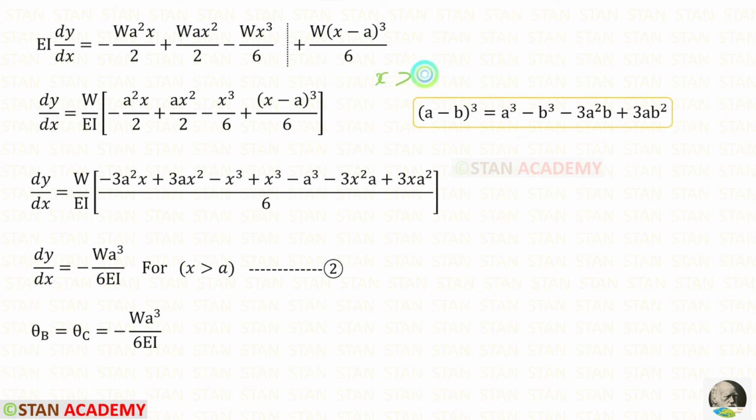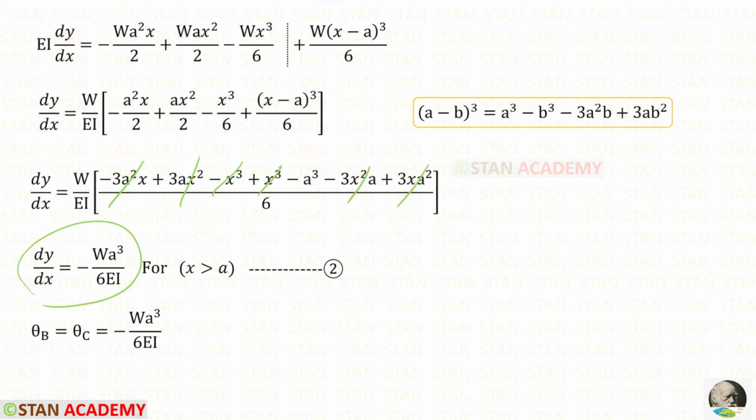When x is greater than a, we have to take this term also. For these four terms, we can take LCM. Using a minus b the whole cube formula, we can expand this like this. We can eliminate x cube. We can eliminate these two, and we can eliminate these two. Finally, we will get this.